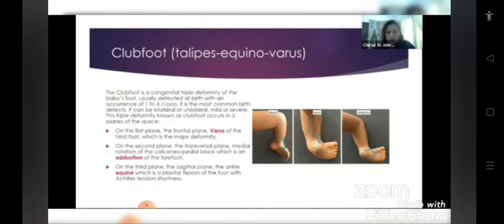On the third plane, the sagittal plane, the ankle equinus, which is a plantar flexion of the foot with Achilles tendon shortness. Clubfoot is also known under the name of talipes equinovarus. The triple deformity is shown here in the picture. You can see it, the foot goes down and in.